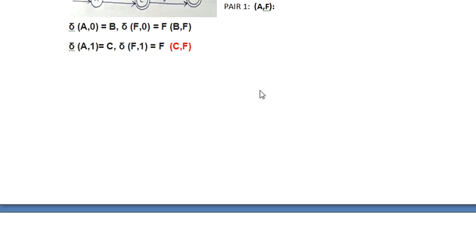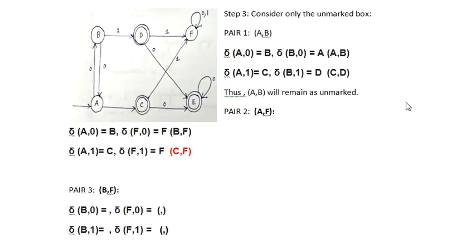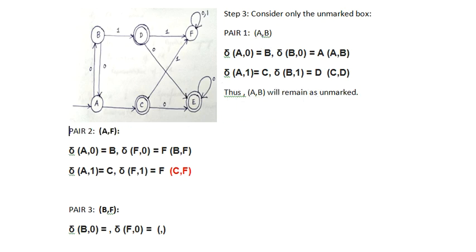Now let me write down the other pairs, and let me check which are the pairs that I have got as marked ones. I was telling you about this pair 1. Pair 1 was done, correct? And this is your pair 2, which was successfully done. Pair 1 you have understood, right? We have got two pairs which are already unmarked, so A and B will remain unmarked.